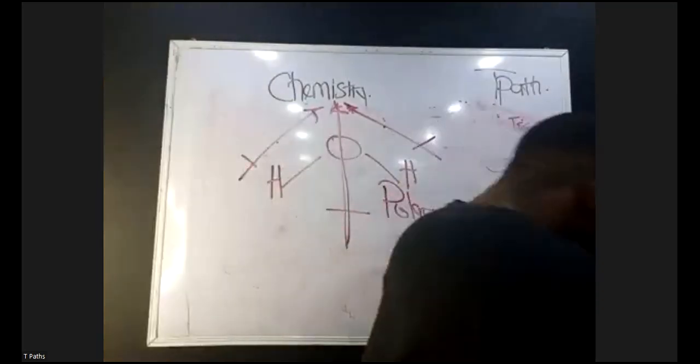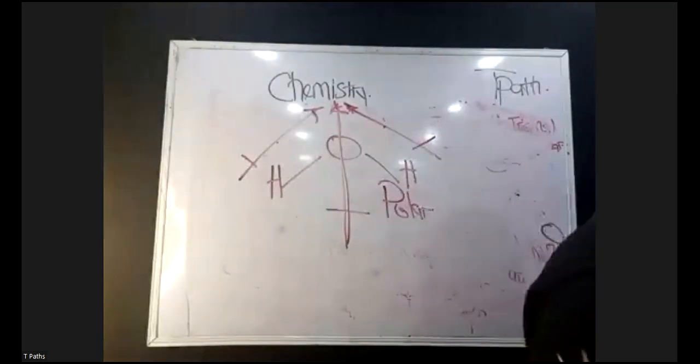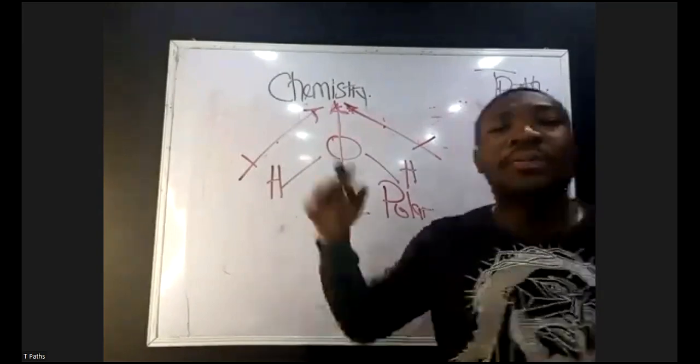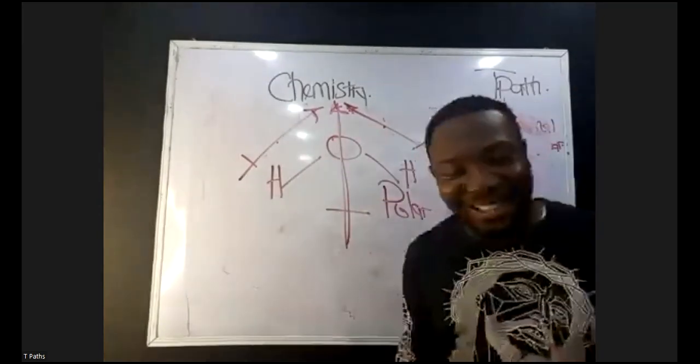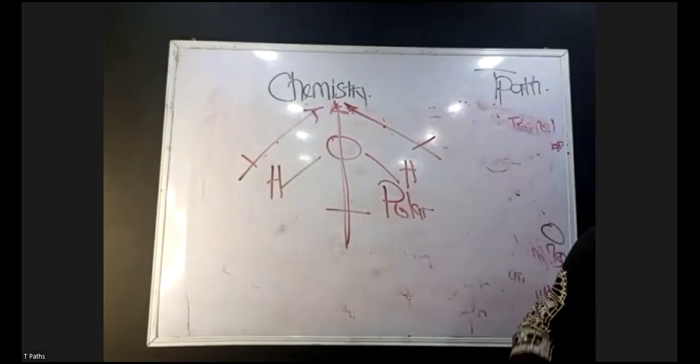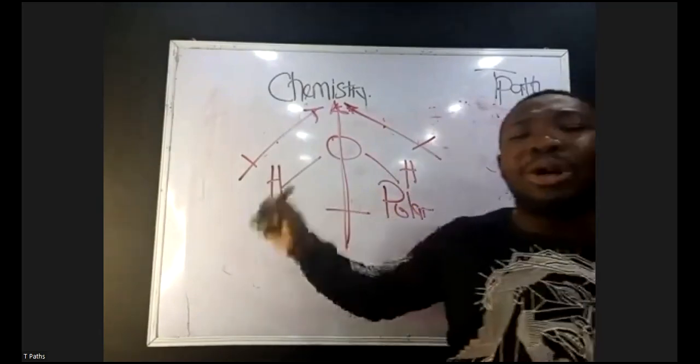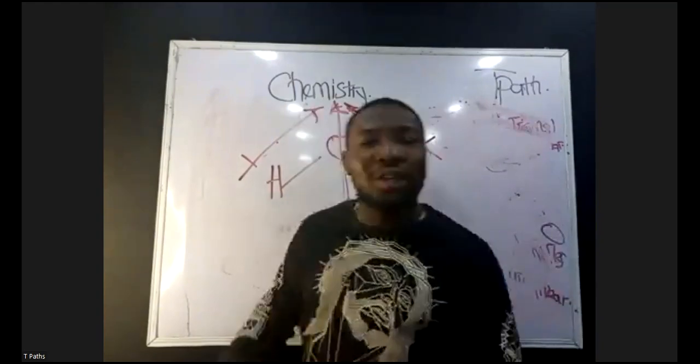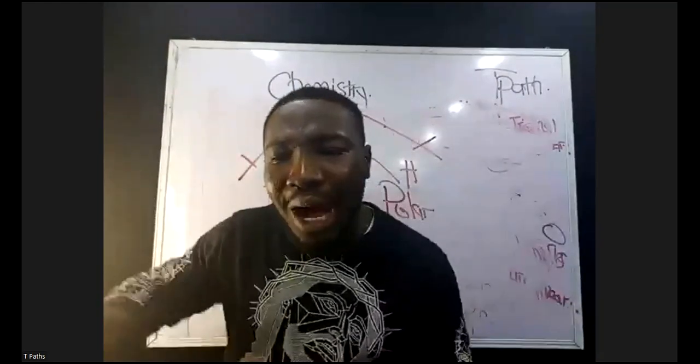Now, we can have a scenario whereby we have more than one of these molecules. So we have what they call dipole-dipole interaction. Dipole-dipole interactions are the attractive forces between the permanent dipoles of two polar molecules.